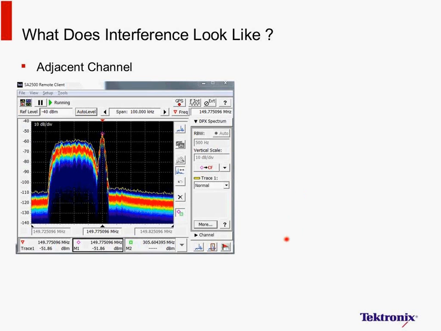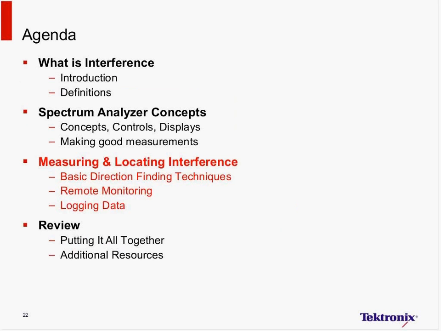It allows us to see into the noise floor by about 3 dB and observe non-randomness in the noise floor. So in the next section, we're actually going to talk a little bit more specifically about measuring and locating interference.